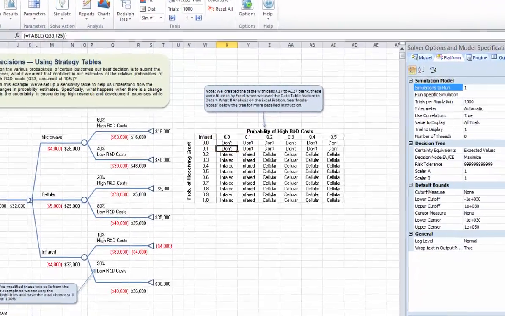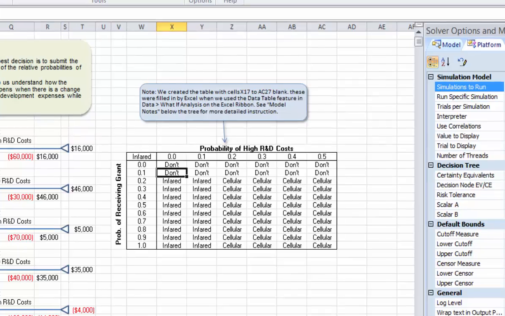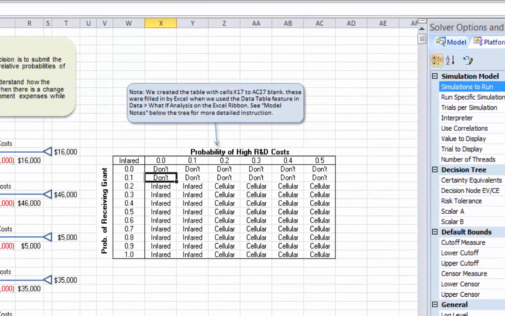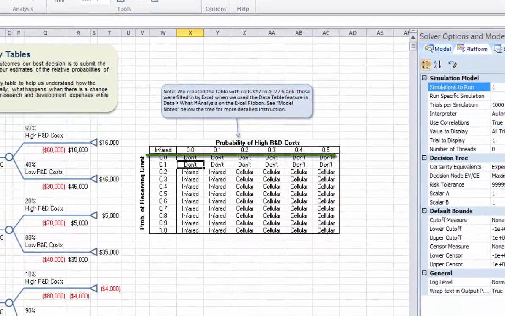And then you can see the table function is array entered. The strategy table makes it clear that this solution is relatively insensitive to the changes in the probability of receiving the grant. However, if the probability of encountering high infrared R&D cost increases, the preferred strategy quickly switches to the cellular technology alternative. Therefore, the decision maker might want to give closer attention to the risk of encountering high infrared R&D costs before implementing this strategy.